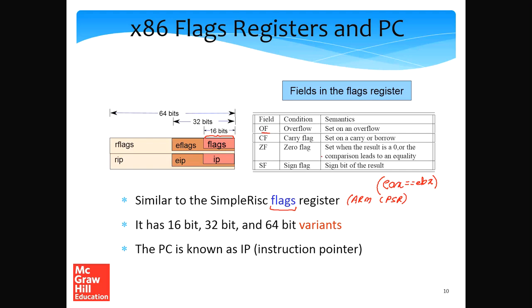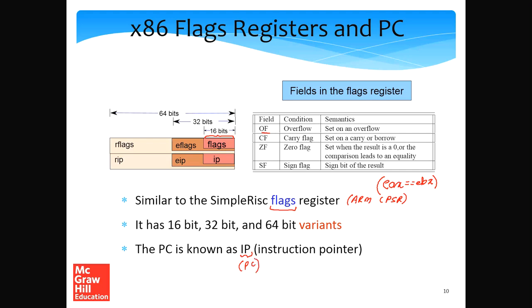And then the flags can be used by a later instruction such as a branch to base its decision on what exactly this register contains. So this also has 16, 32 and 64-bit variants. Similarly, the PC, the program counter, is known as IP or the instruction pointer in x86. This is exactly what the PC is.